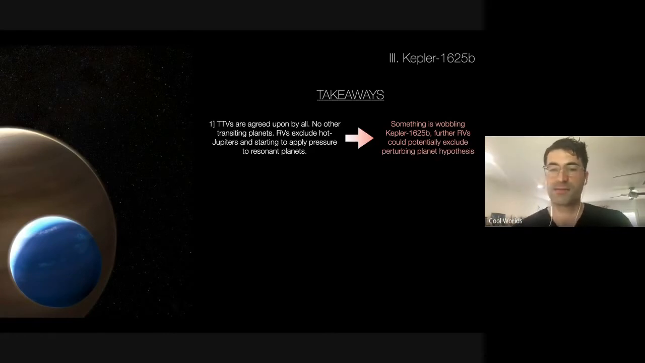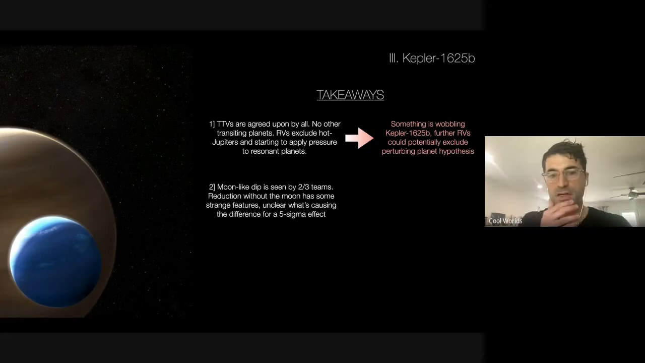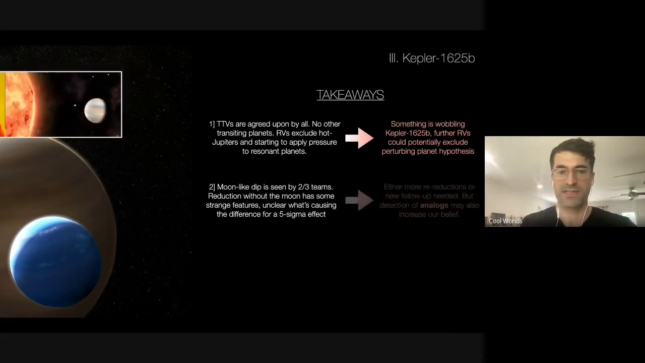It's either something hiding deep in a resonance, causing a lot of wobble that's pretty small, or it really could be the moon. The moonlight dip is seen by 2 out of 3 teams, and this is obviously a big concern, the fact that the third team was not able to reproduce it. However, I do think there are some strange features in that third reduction, and it's unclear what is causing this difference, which is essentially a 5 sigma effect. It's kind of odd that we can't agree on a 5 sigma effect.